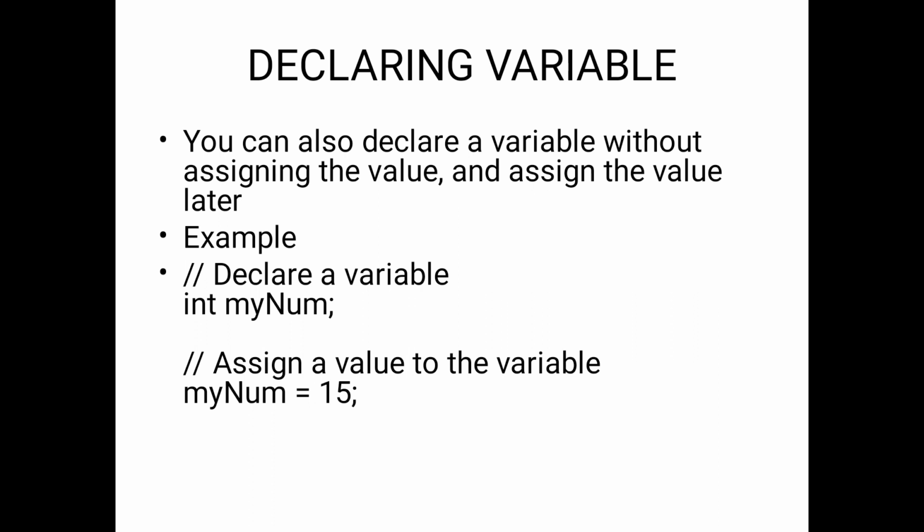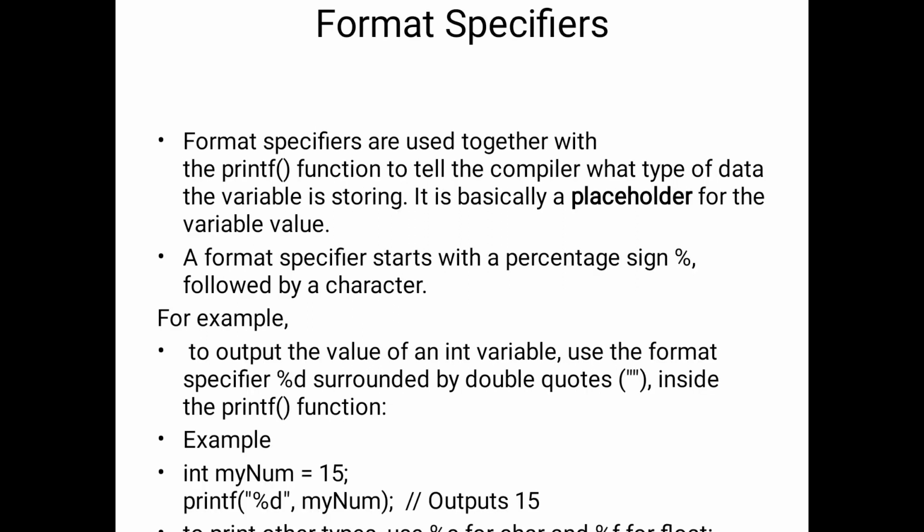The continuation of declaring a variable: we can also declare a variable without a value and assign the value later. For example, there are two different examples. The first example is int my number. Here I can declare a variable, and in the next example I assign a value to the variable, my number equal to 15. So like this also we can assign a value to the variable.